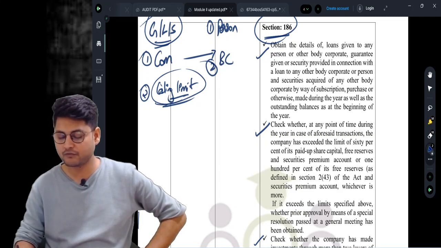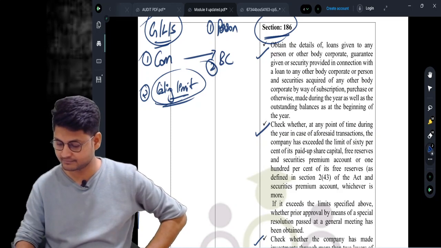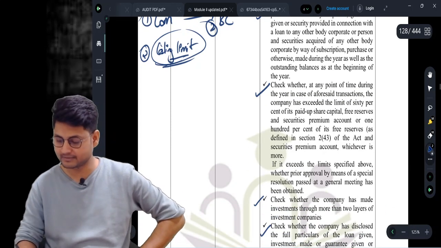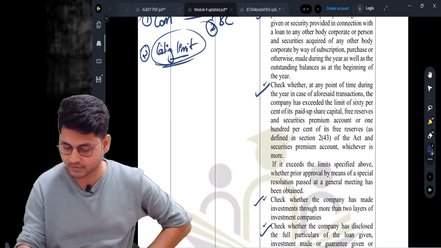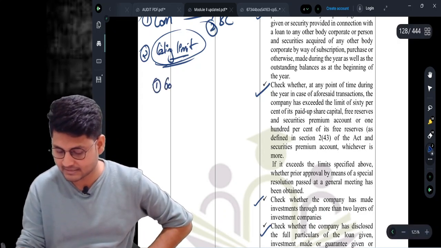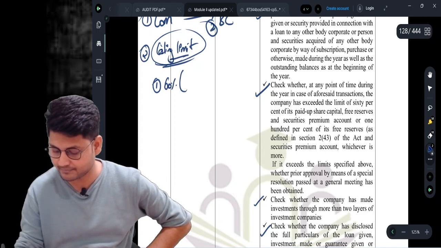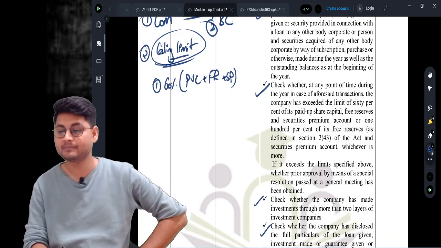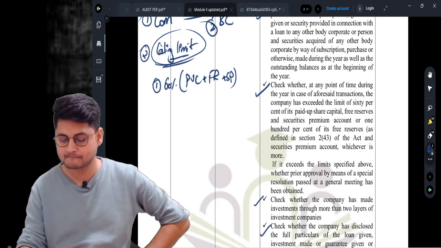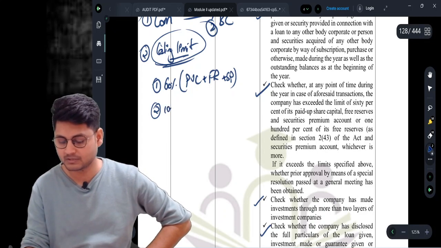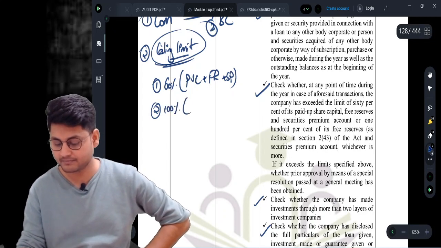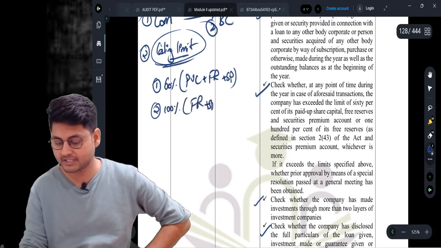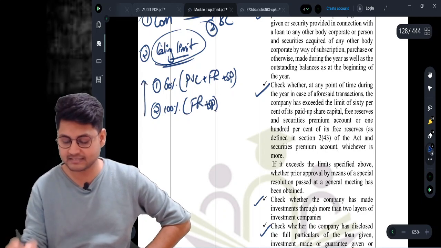up to the higher of the following. That is point number 1: 60% of paid up capital plus free reserves plus securities premium. Point number 2: 100% of free reserves plus securities premium. Whichever is higher, this is the ceiling limit.